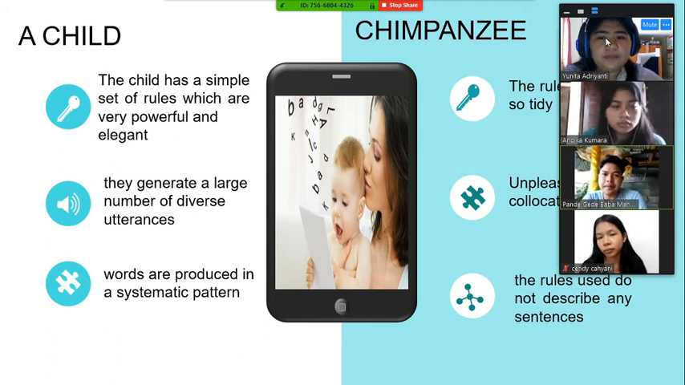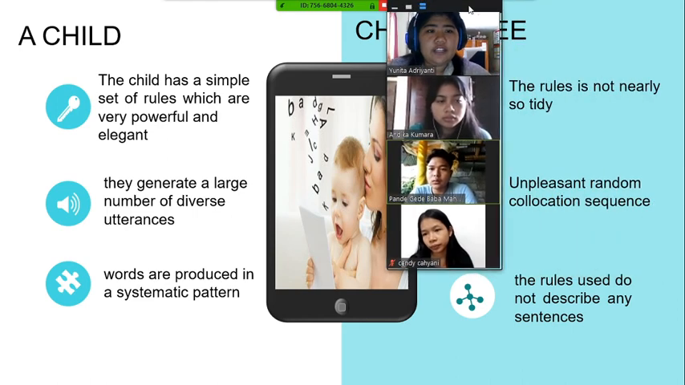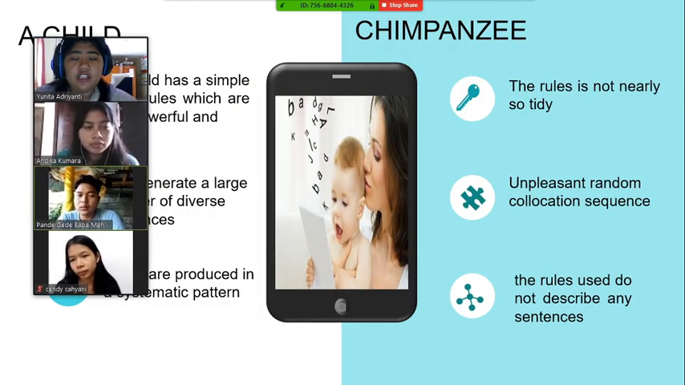And of course they can generate a large number of different utterances. So the words that are produced by a child are in a systematic system. It means that the child produces a simple word to the complex one.